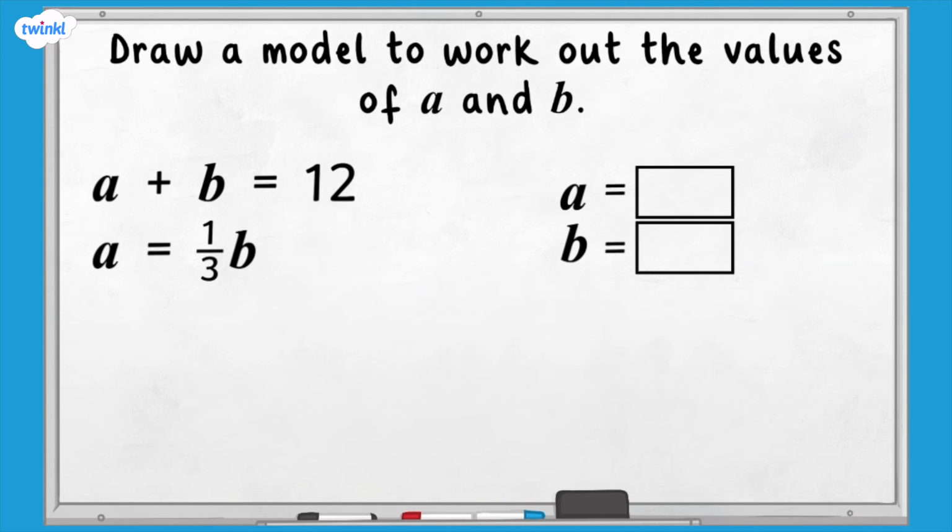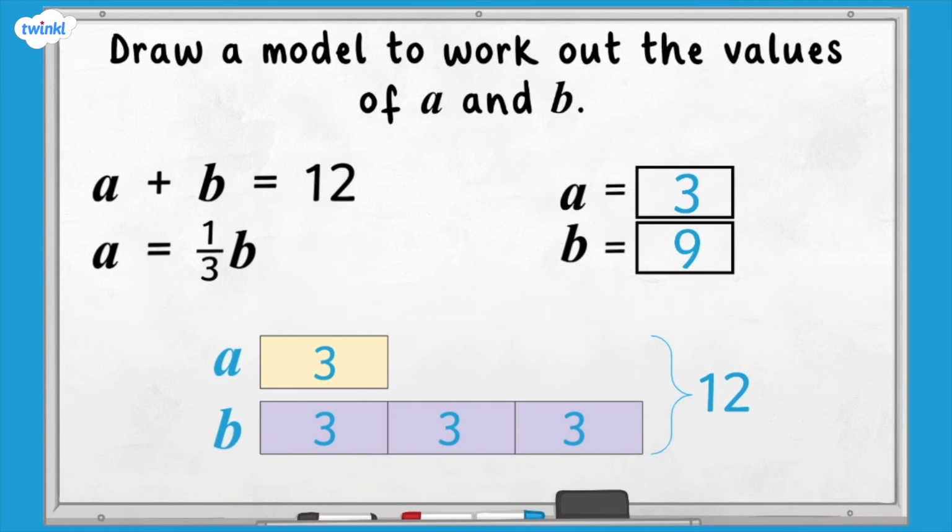A add b equals 12, and a is 1/3 the size of b. What are the values of a and b? Here is a bar model representation of the problem. A equals 3 and b equals 9.